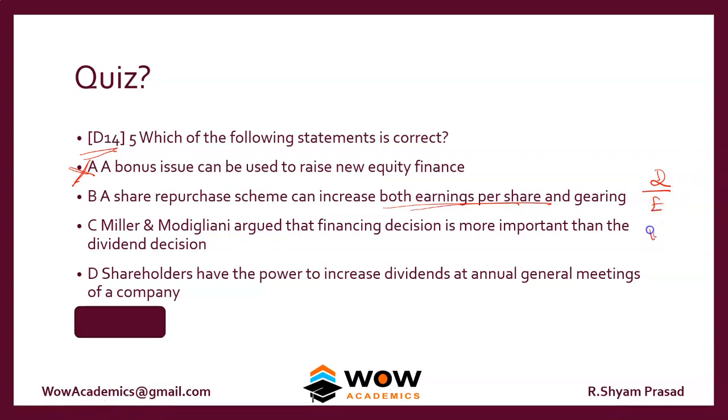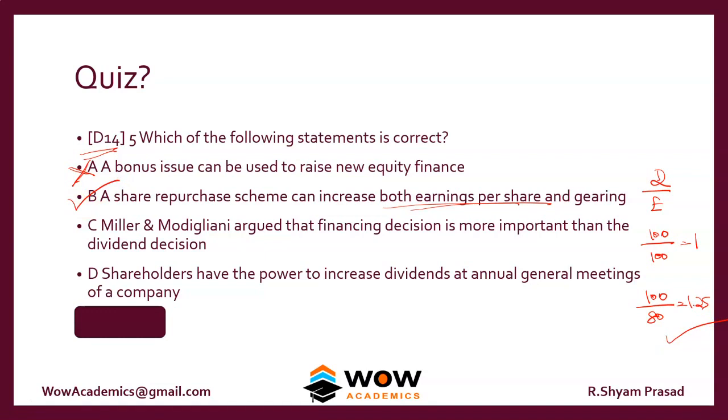If a company has 100 by 100 as debt equity, then the answer is 1. If we reduce the equity by 80 rupees, then the answer becomes 1.25. So it increases the gearing. I think B seems to be right, but we'll check C and D also.